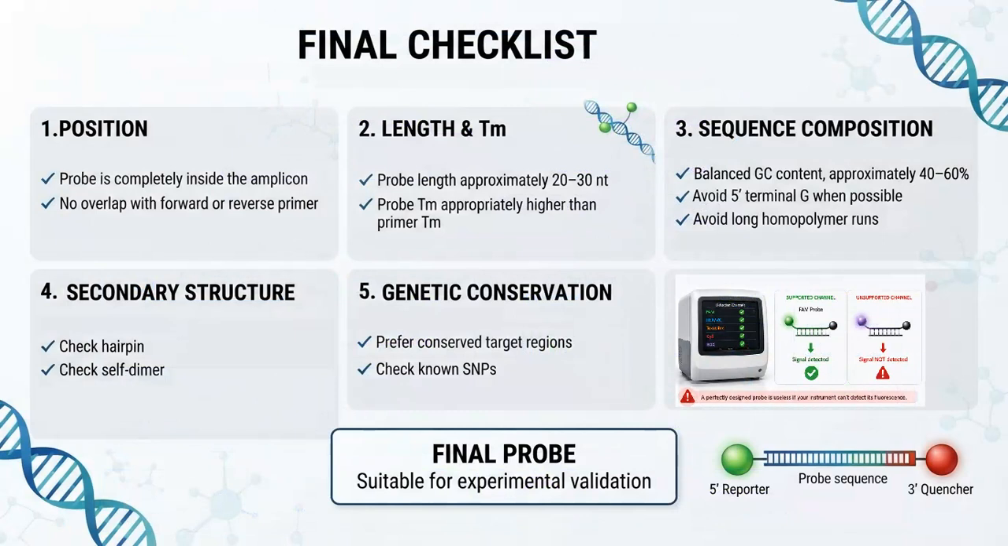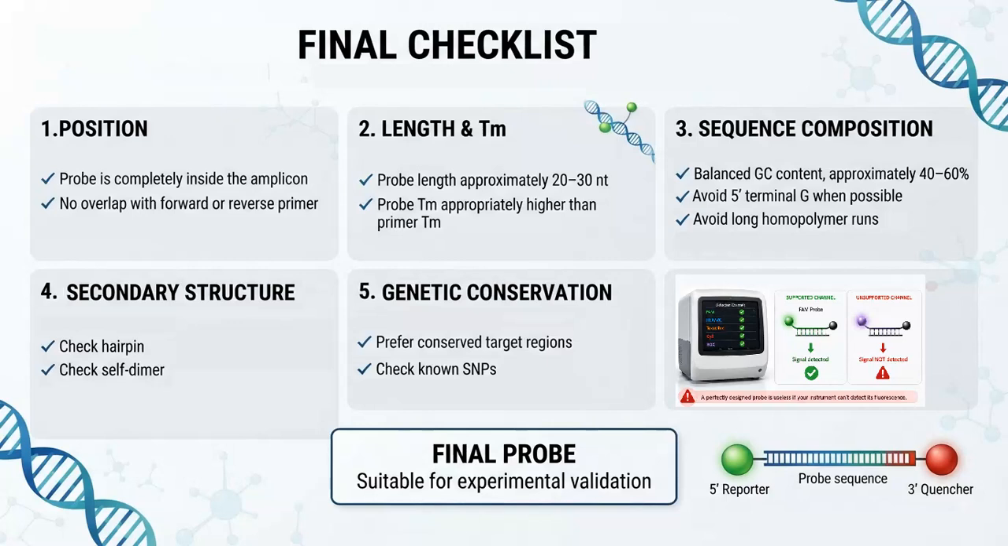Ask yourself, is the probe located completely between the primers? Does it avoid overlapping either primer? Is its length approximately 20-30 nucleotides? Is the melting temperature about 8-10 degrees Celsius higher than the primers? Is the GC content between 40 and 60%? Does the probe avoid a 5' guanine? Are long homopolymer runs absent? Are hairpins and self-dimers minimal?